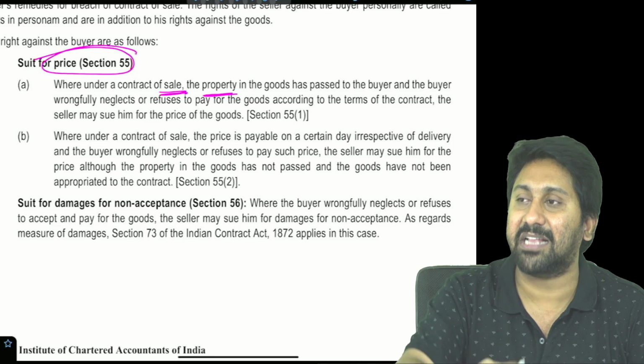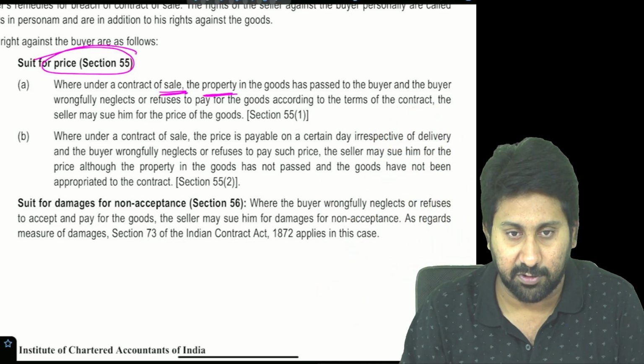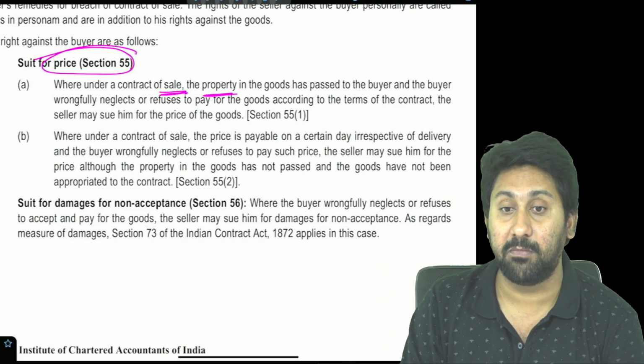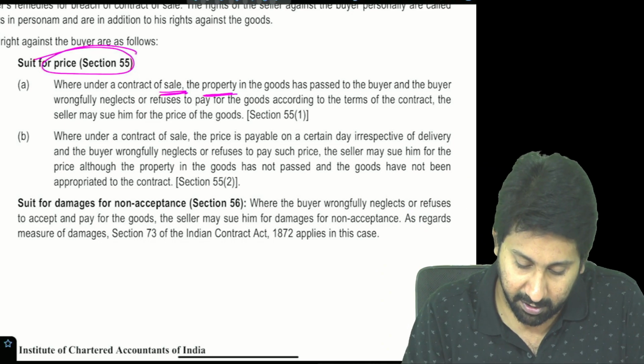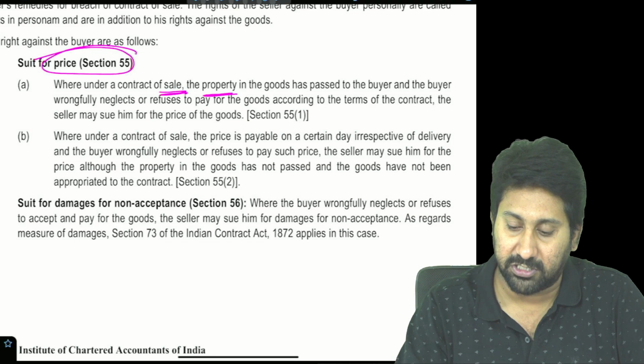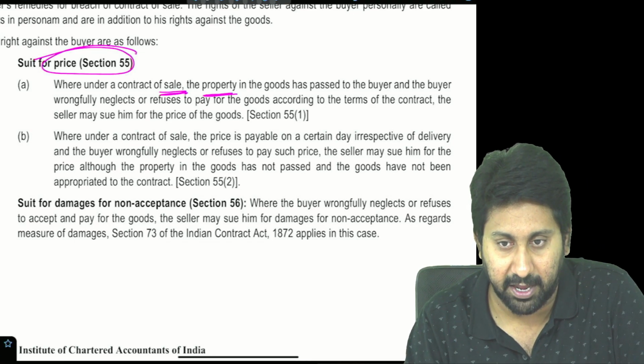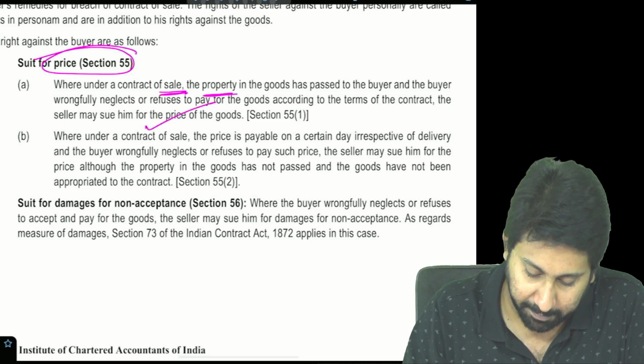It's a credit transaction. I transferred the goods, and the property, the title, also transferred. He is not paying me the money properly. Default. Where under the contract of sale, property in the goods has passed to the buyer and the buyer wrongfully neglects or refuses to pay, the seller may sue for the price.